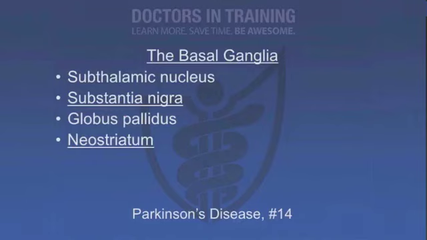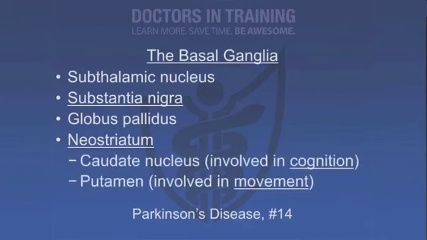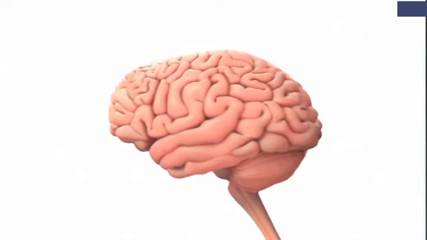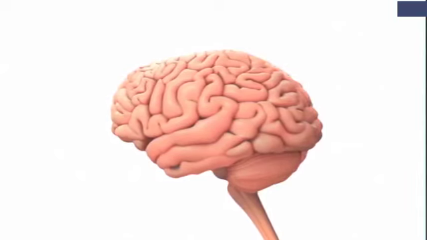To really understand how dopamine causes movement disorders, we need to review the basal ganglia. Just to review briefly, the basal ganglia include 4 areas: the subthalamic nucleus, the substantia nigra, the internal and external segments of the globus pallidus, and the neostriatum. And the neostriatum is made up of the caudate nucleus, which is involved in cognition, and then the putamen, which is involved in movement.